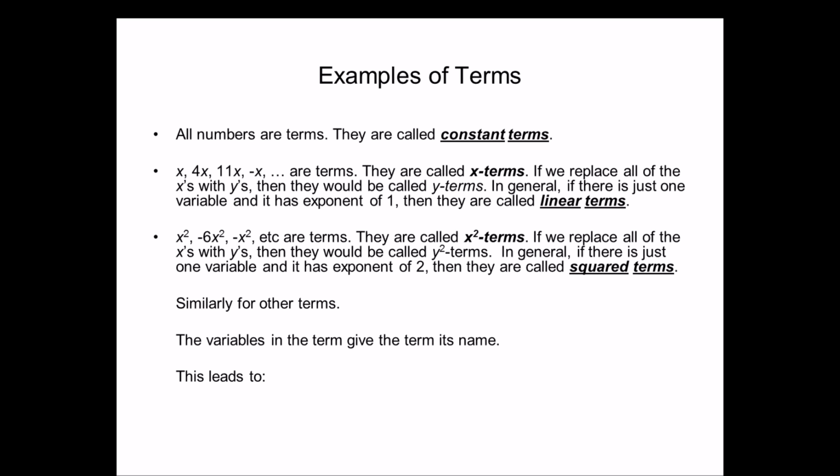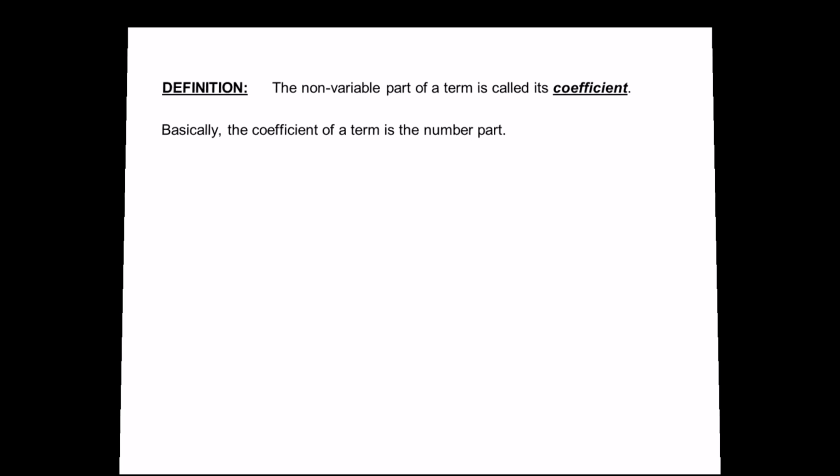This leads to a definition. We've actually used the word before, but we're now going to make it formal. Definition. The nonverbal part of a term is called its coefficient. So the nonverbal part is basically the number. The variable is what gives the term its name. So basically the coefficient of a term is the number part. The coefficient does include a minus sign if there's a minus sign in front of the term.